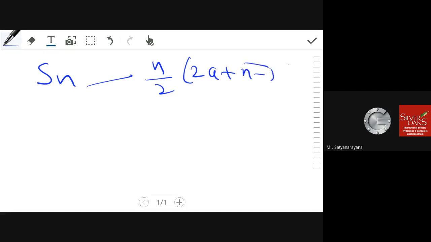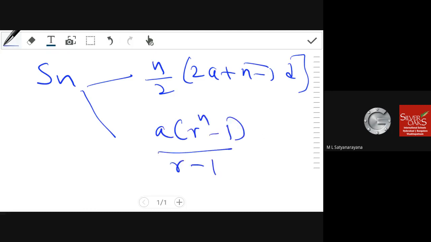We know the sum to n terms concept for AP and also for GP. For AP we have the formula n by 2 into 2a plus n minus 1 into d, and for GP also we have the sum to n terms formula. We all know it, you remember, a into r power n minus 1 by r minus 1, or you have one more formula. These are the sum to n terms for AP and GP.